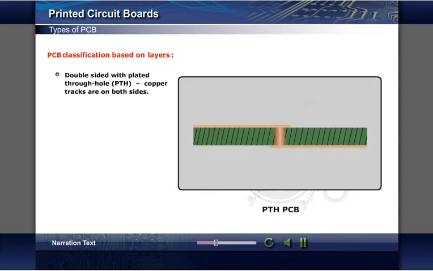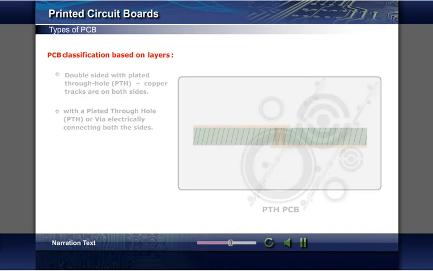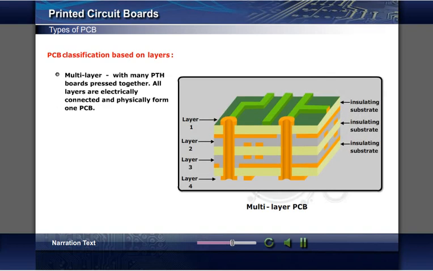Double-sided, with plated through-hole, PCBs have copper tracks on both sides. A plated through-hole, or a PTH, electrically connects both the sides. These are plated holes that connect copper tracks from one layer to other layers. Multi-layer PCBs are PCBs where many PTH boards are pressed together. All layers are electrically connected and physically form one PCB.